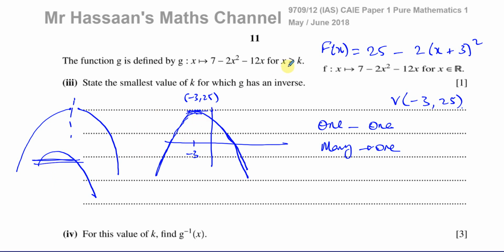It says, state the smallest value of k for which g has an inverse. They've said that g of x is the same thing as f of x, except the domain is now x is greater than or equal to k. F of x was all real numbers. So g of x has x greater than or equal to k, and the smallest value of k for which it has an inverse is going to be right up to the vertex. As long as you don't go past the vertex, you'll be fine.